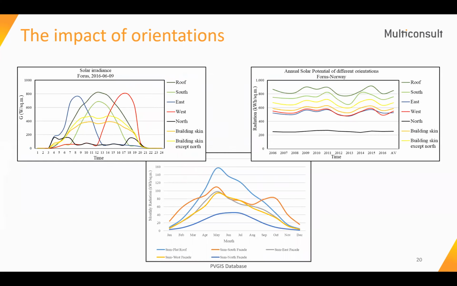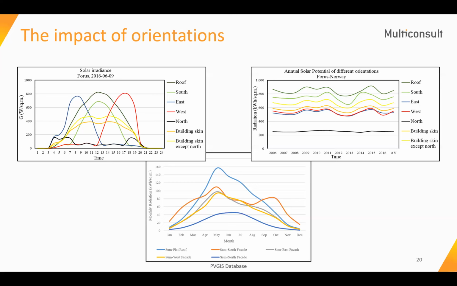And the impact of orientations. Here we see the production over a day, over months of a year, and also over the years. As we see, of course, we can expect good production for the east facade during the morning, the west facade during the evening, and also roof and south facade during noon. But if you mix these different orientations, you can have a well distributed electricity production during the year and during the day. We will see later.